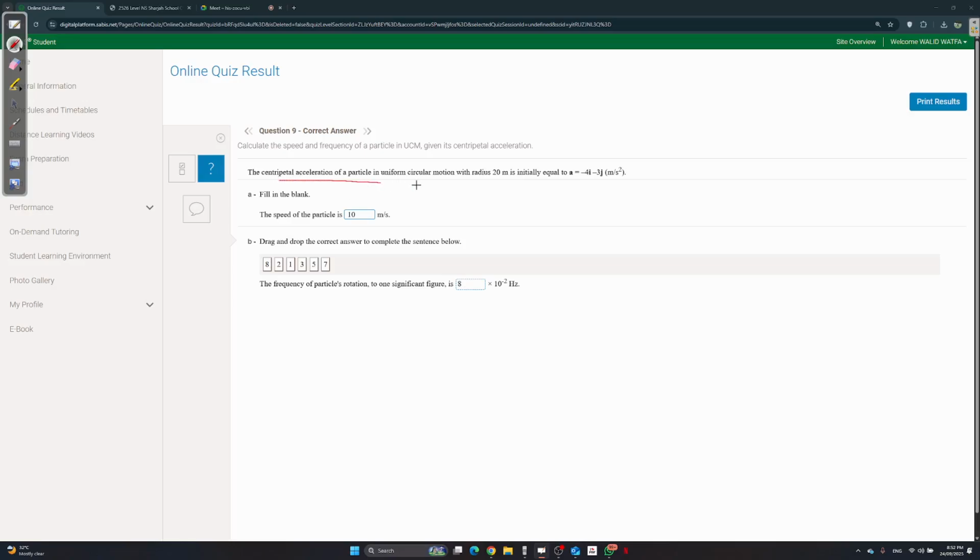Alright, 9. The centripetal acceleration of a particle with radius 20 is equal to negative 4i minus 3j. This is the centripetal acceleration. The speed of the particle is what? How do you relate speed v, radius r and a centripetal? Didn't I say a_c is equal to v squared divided by r? Yes. So v is equal to r a_c all under the square root. Just rearrange this math. Take this there and square root. So it's going to be square root of the radius 20 times 5.